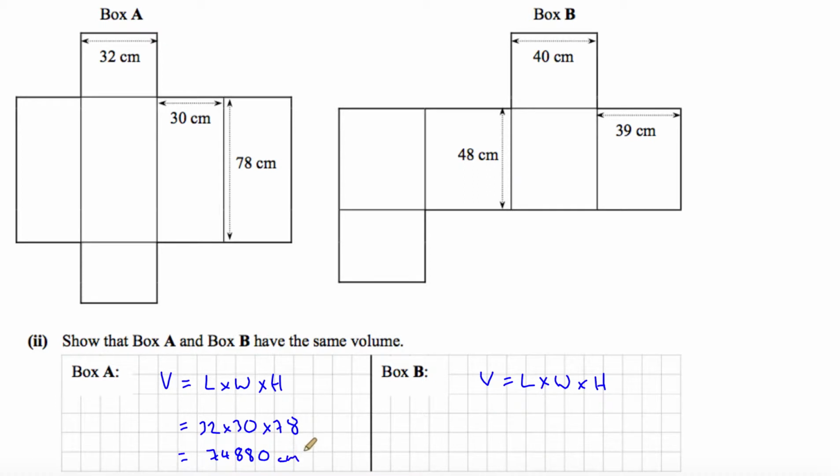Again, that's centimeters cubed. For box B, we're going to do 48 times 40 times 39, and that gives us, do this on the calculator, the same volume, 74,880 centimeters cubed. So there we've shown that both boxes have the same volume.